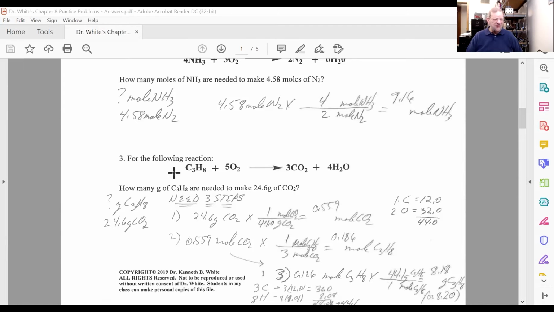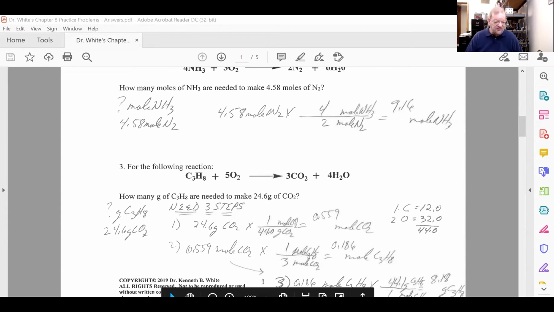Let me say that again in slow motion. There is no way I can go from grams of one compound to grams directly of another using a balanced chemical equation. You need 3 steps. Where do you find those 3 steps? Good news.